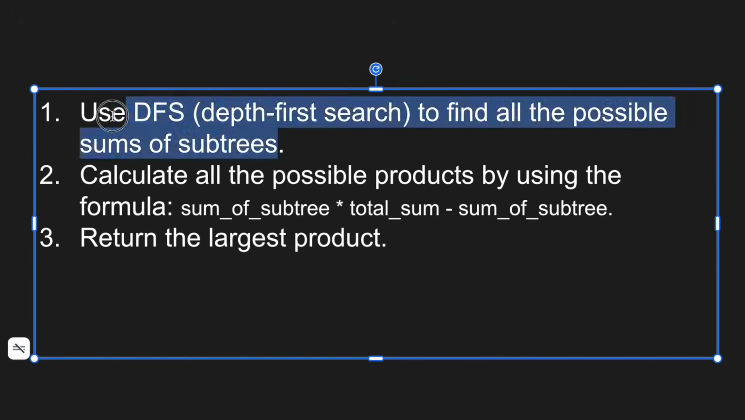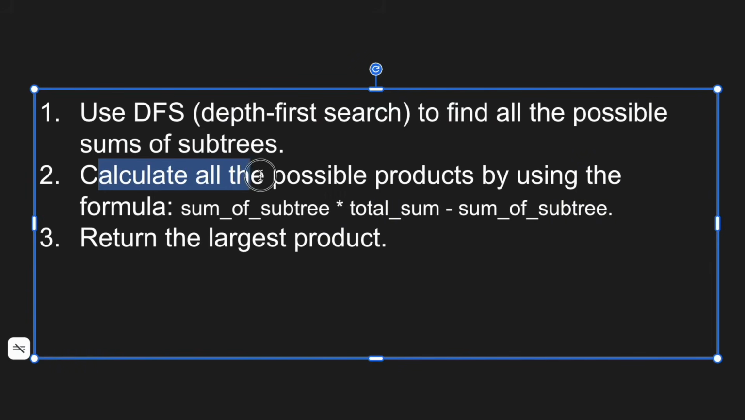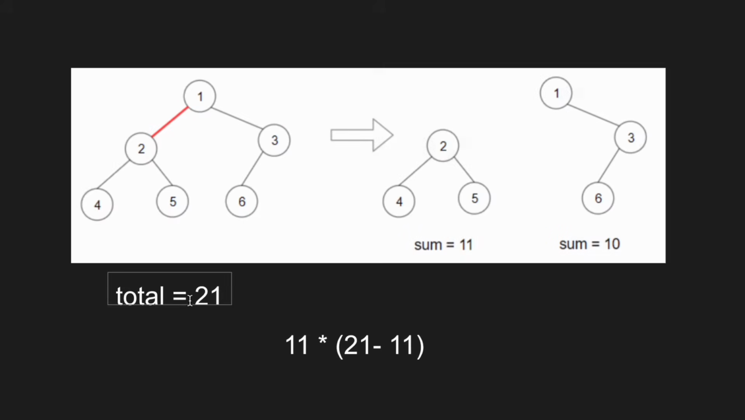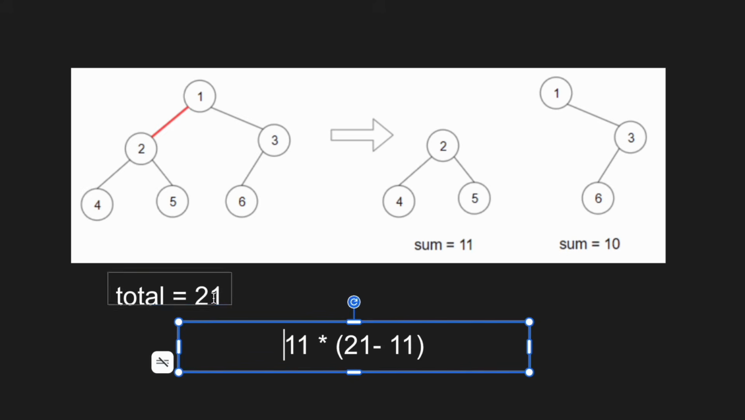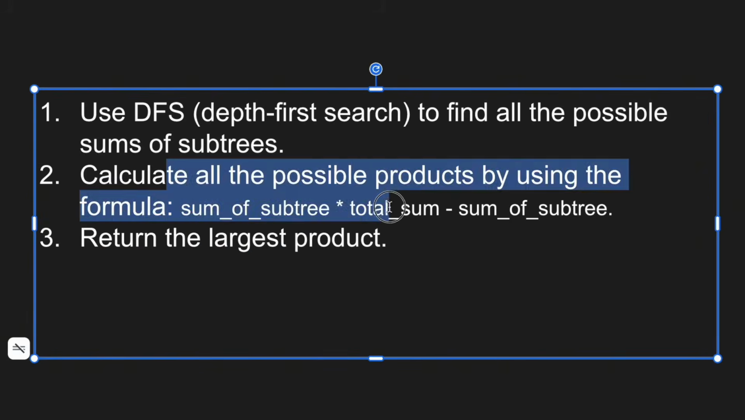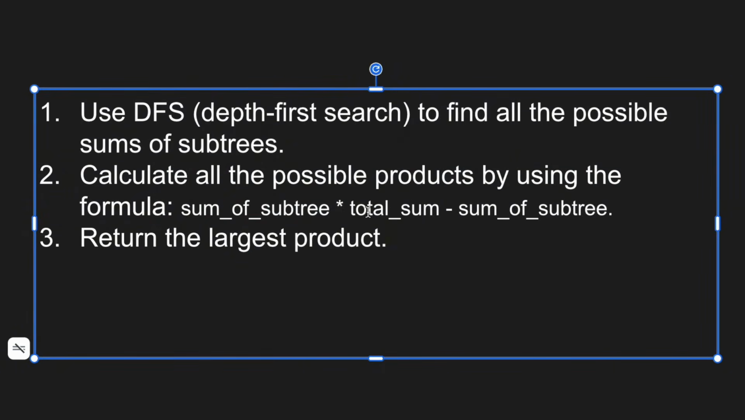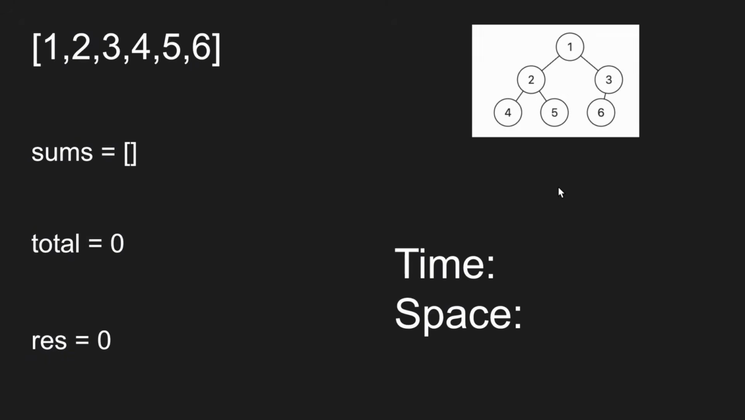And after we have done the DFS, we will calculate all the possible products by using this formula. The sum of the subtree times the total minus the sum of that subtree. So let's say we have a subtree, the sum of 11, we will do 11 times the total, which is 21, minus the sum of that subtree, which is 11. So that's how we can calculate all the products. And then after trying all the products, we will just return the largest product in the end. So let's go over this example real quick.